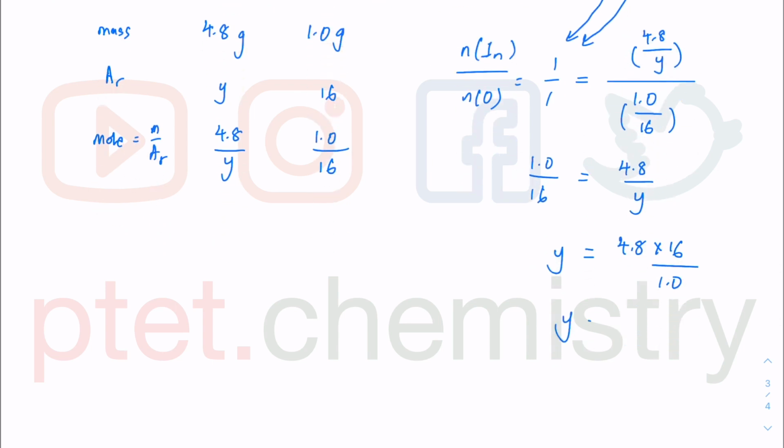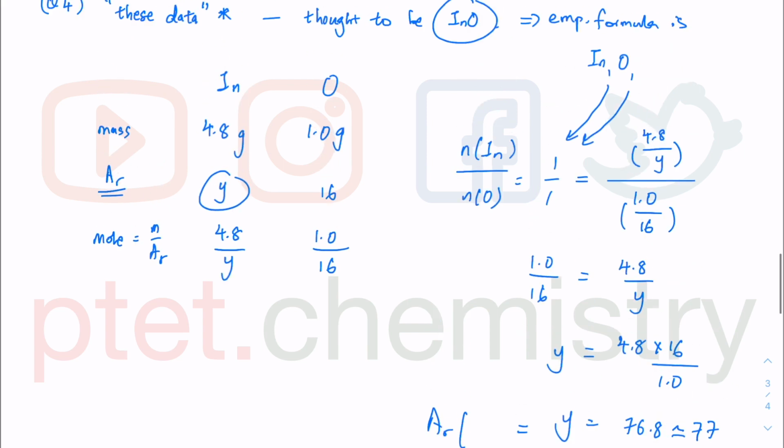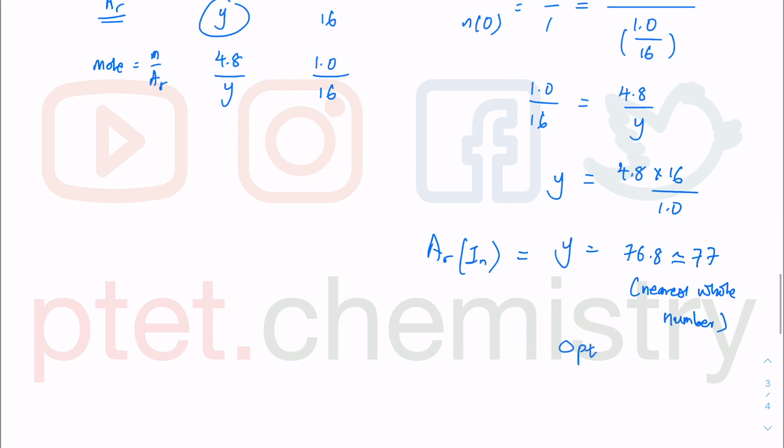Press that into your calculator and you get a value, first of all, 76.8. And that's rounded up to 77. That's the nearest whole number, as the option given is not to any decimal place at all. And remember what y was? Y was the relative atomic mass, as we labelled it, for indium. Okay, and that's what the question is asking. So this has to be option B.